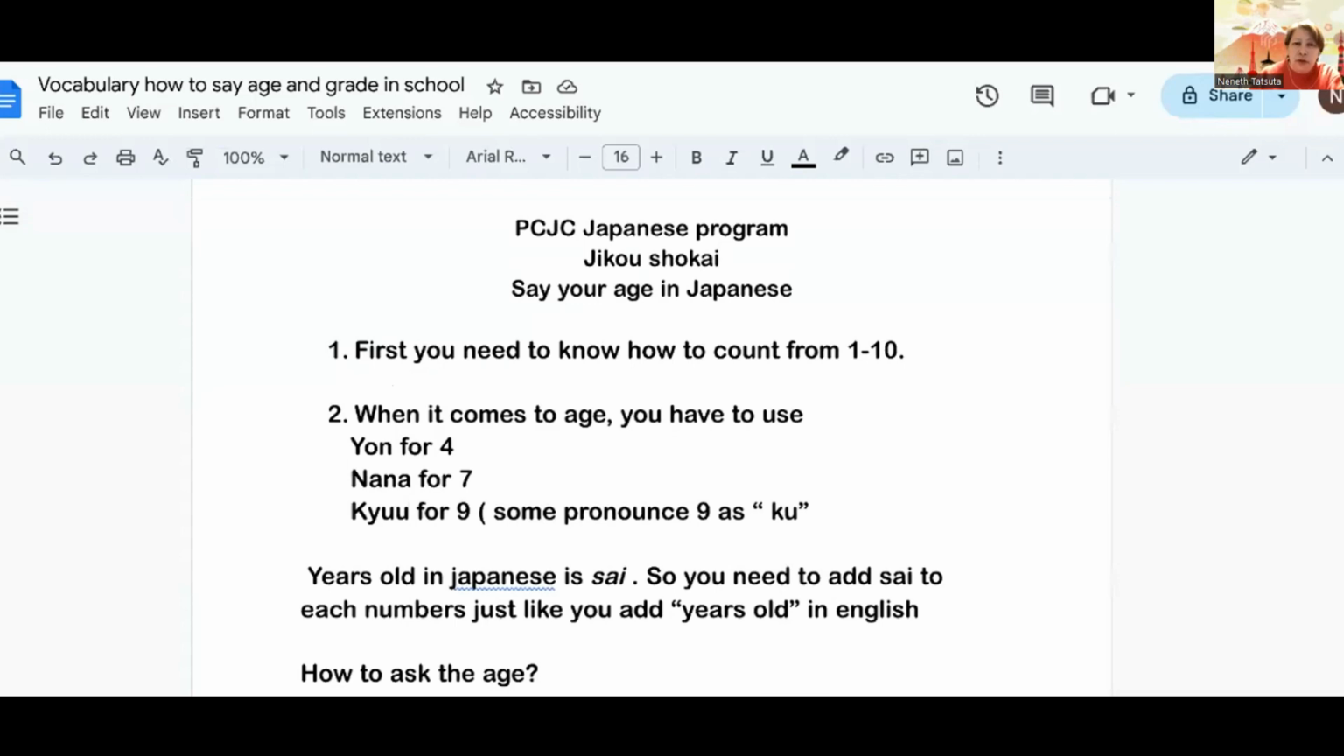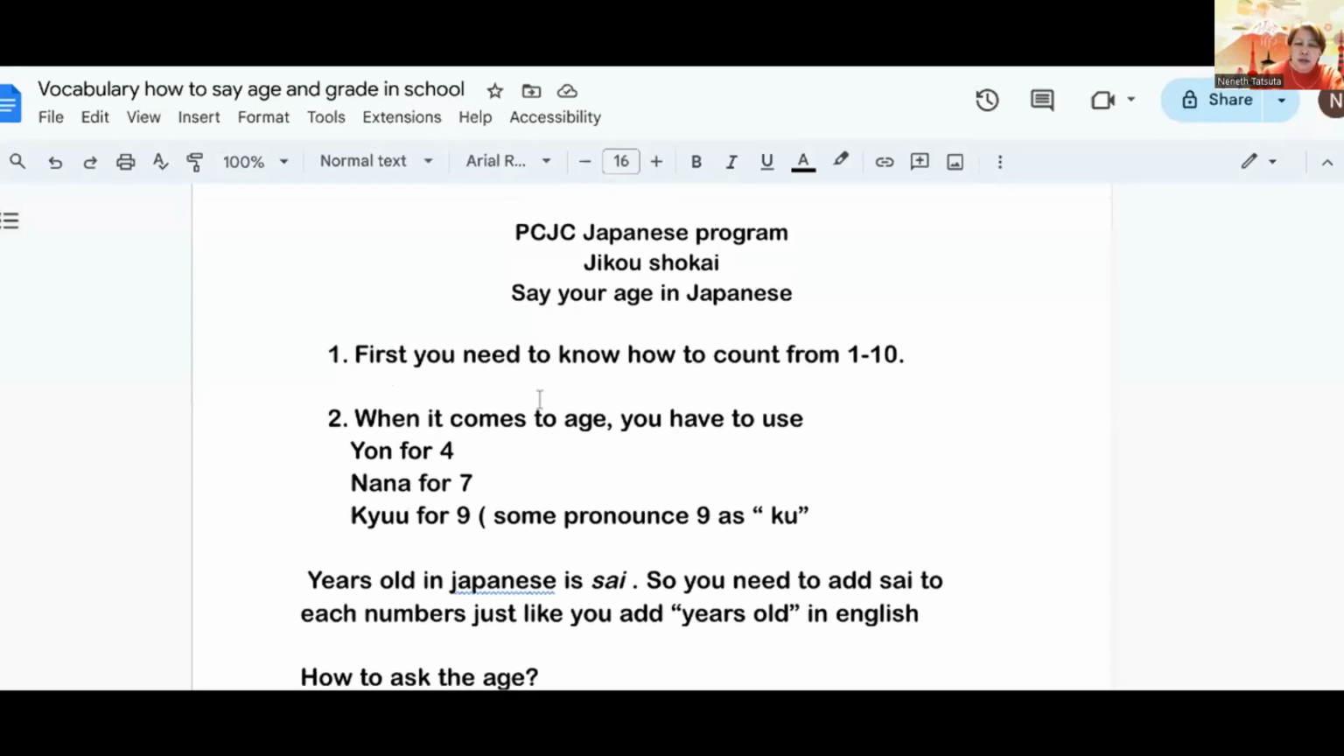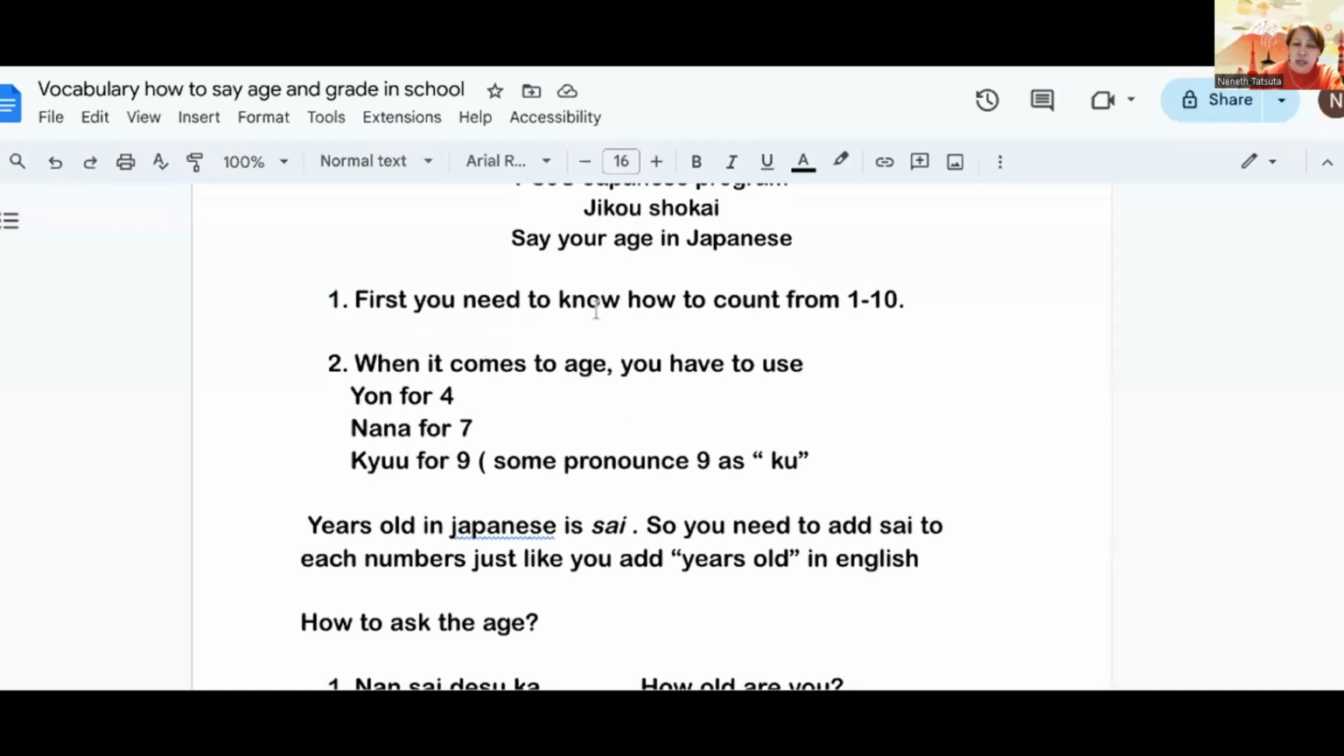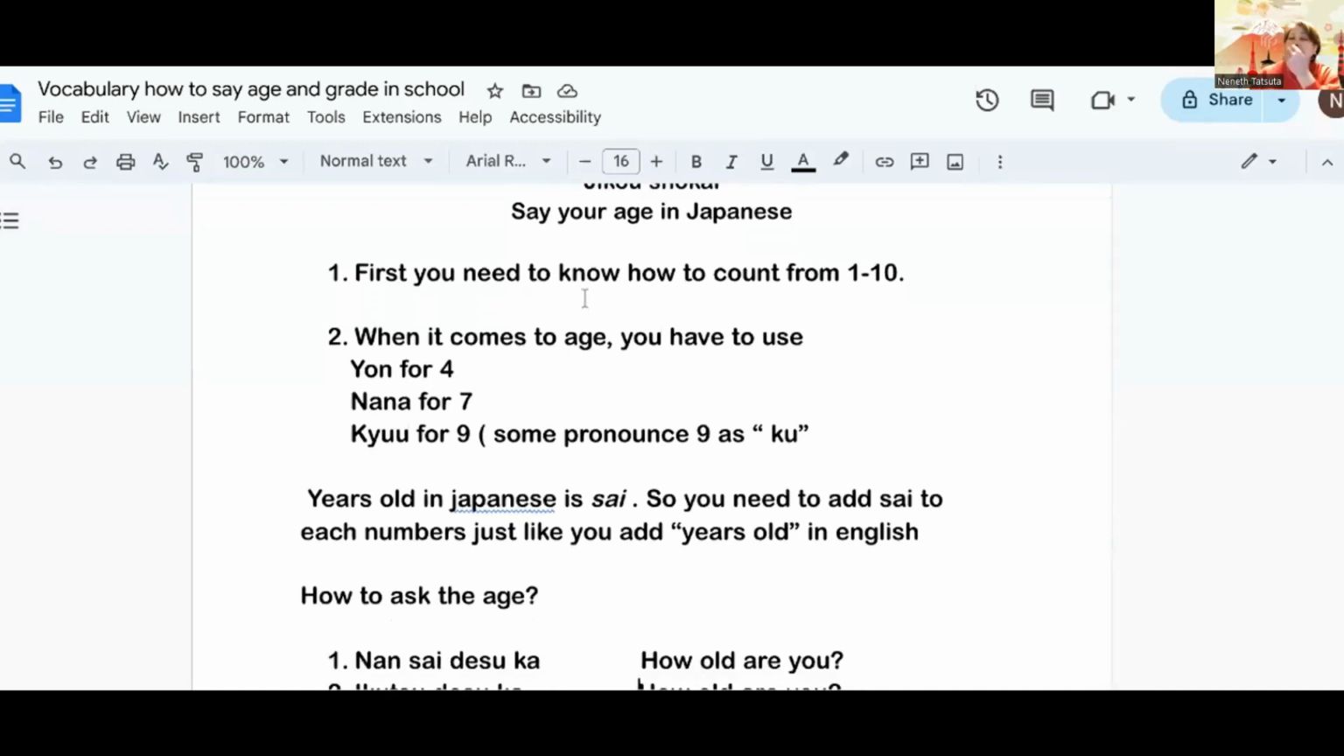Okay. Vocabulary to say your age. How to say your age in Japanese. So first, you need to know how to count from 1 to 10. We already learned how to count.